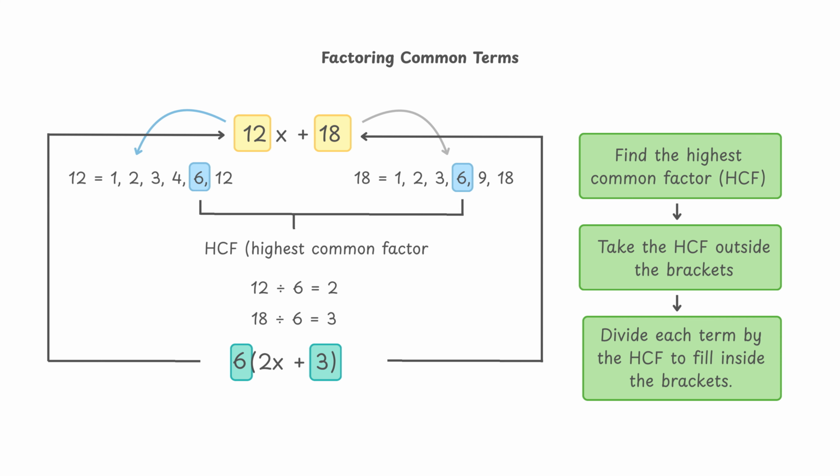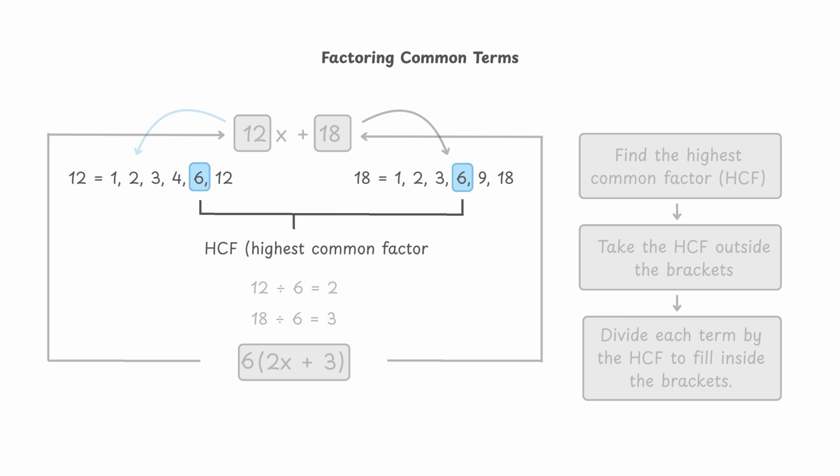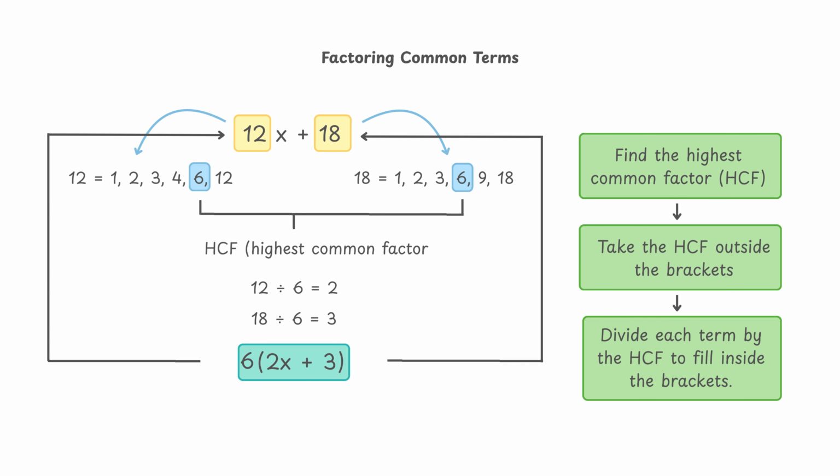Now here's the key idea to remember. Factorizing is simply reversing expansion. Instead of multiplying out, we are pulling a common factor out. So let's summarize the steps clearly. Step 1, find the highest common factor. Step 2, take the HCF outside the brackets. Step 3, divide each term by the HCF to fill inside the brackets. If you follow these steps carefully, you will be able to factorize expressions like this with confidence. Take a moment to look at the example again, and make sure each step makes sense before moving on.